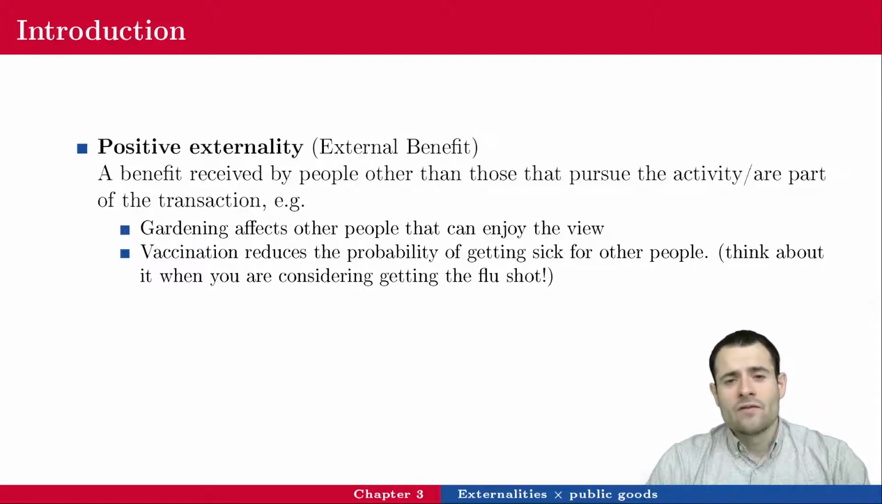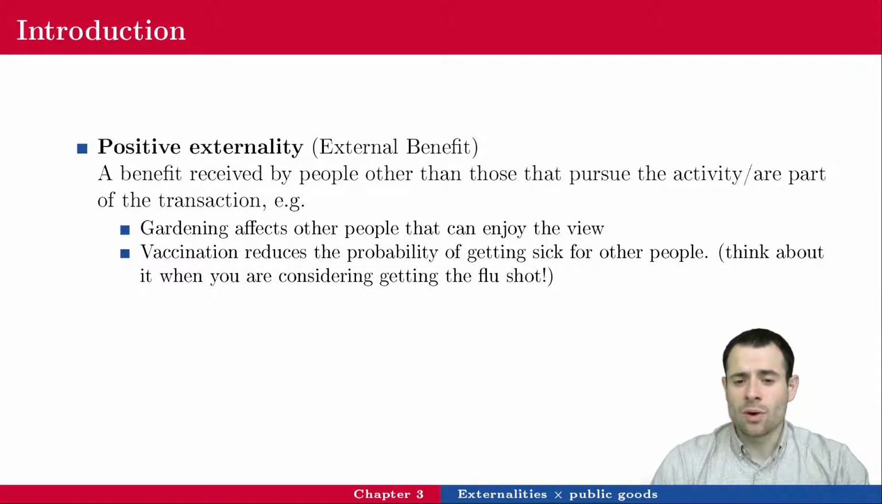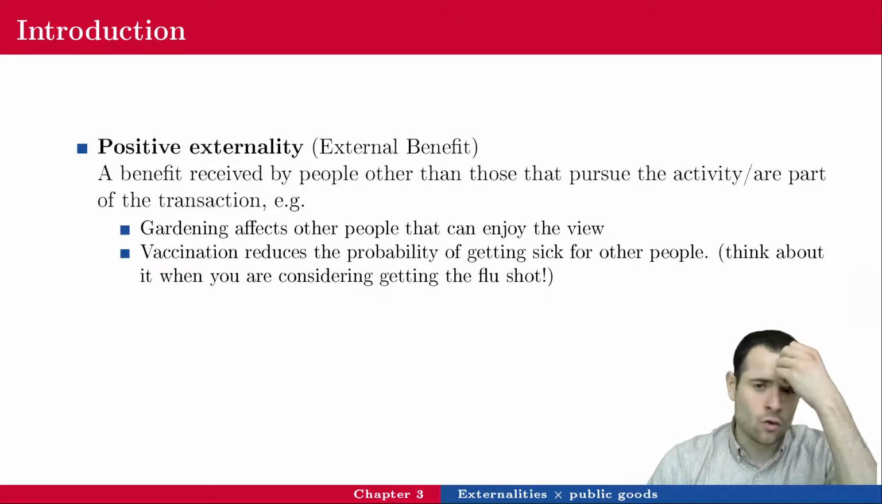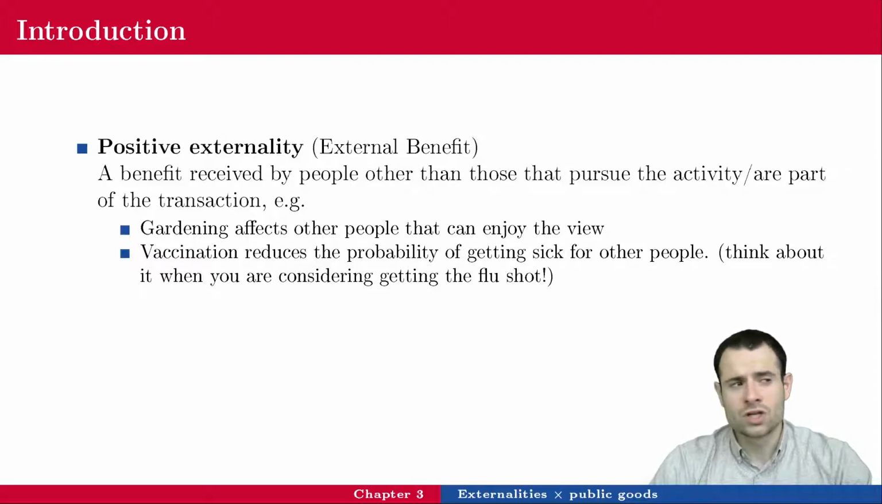Vaccination sometimes reduces the probability of getting sick for other people. At least it increases immunity. So if somebody catches a disease, the vaccine will allow them to maybe show no symptoms or maybe to get the disease for a shorter amount of time, which is going to limit the exposure to other people.